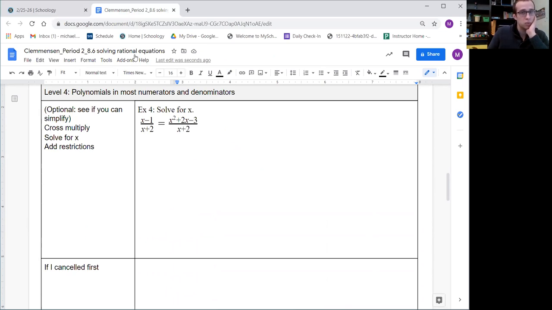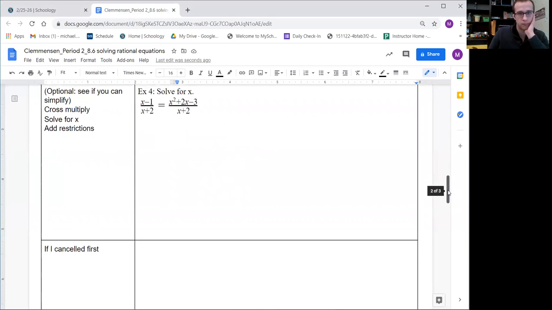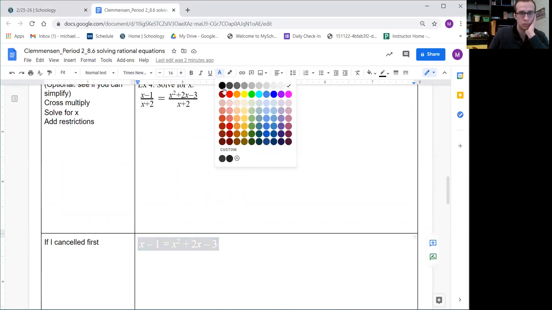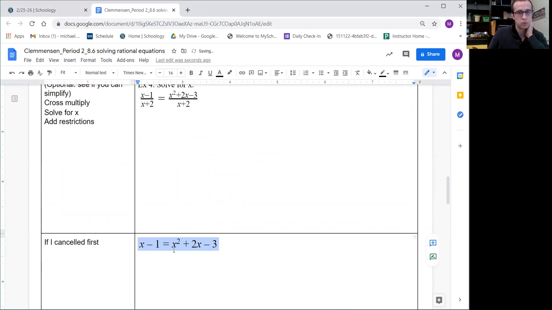In this case, you can actually simplify, not this one. Maybe you notice that the x plus 2's can be canceled out. Right? So what I could have done is canceled those x plus 2's and ended up right away with x minus 1 equals x squared plus 2x minus 3. Because those are both on the denominator, and I can cancel out crosswise. Right? So then we have a nice thing right here that's really easy to solve.